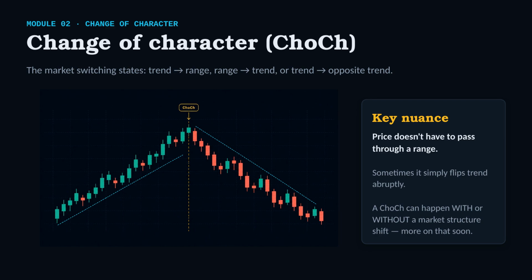Look at the chart. Left of the dashed line, a clean uptrend making higher highs and higher lows. Right of it, the character has flipped. Lower highs, lower lows. Now, two nuances that most teaching skips. First, price does not necessarily oscillate politely between range and trend. Sometimes it simply changes trend abruptly, with no ranging phase at all. Second, a change of character can occur with, or without, a market structure shift. Those are two different things, and we will untangle them shortly.